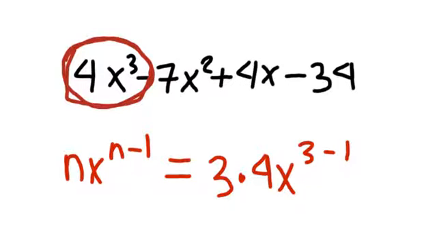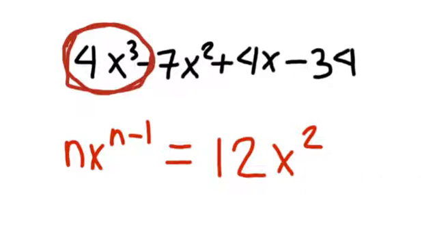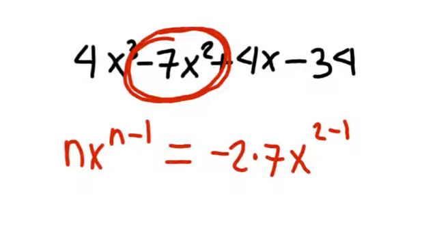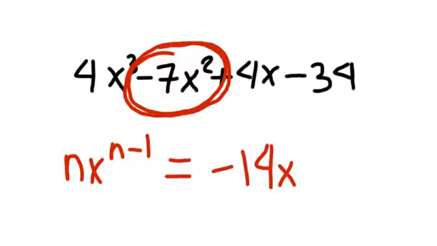So, with the first term in this function, we're going to apply that formula to it. n here is the exponent, and our exponent here is 3. So we get 3 times 4x to the power of 3 minus 1, or 12x squared. You see how that works? Let's go to the next one. Negative 7x squared gives us negative 2 times 7x to the power of 2 minus 1, or negative 14x.